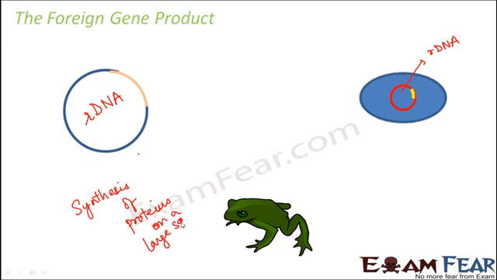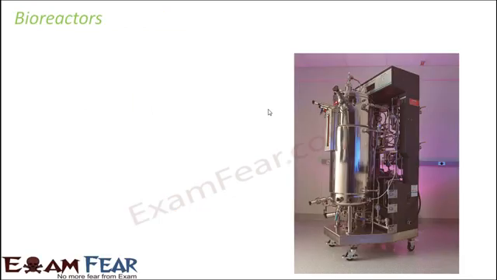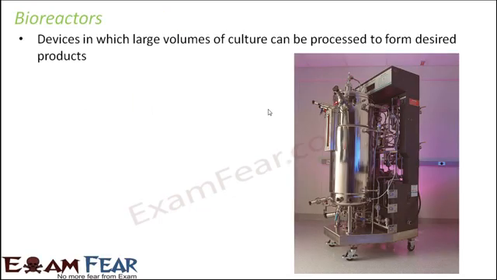And how do we do that? And there comes the concept of bioreactors. So now we will spend some time to see what bioreactors are. Bioreactors are devices in which large volumes of culture can be processed to form desired products. Now, what are the desired products in this? These devices are not exactly devices, they are like vessels. You can just imagine them as large-sized vessels.